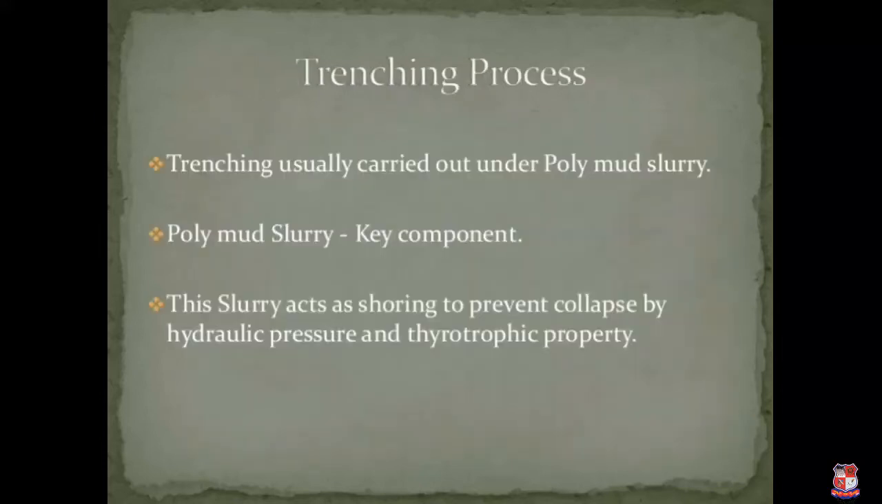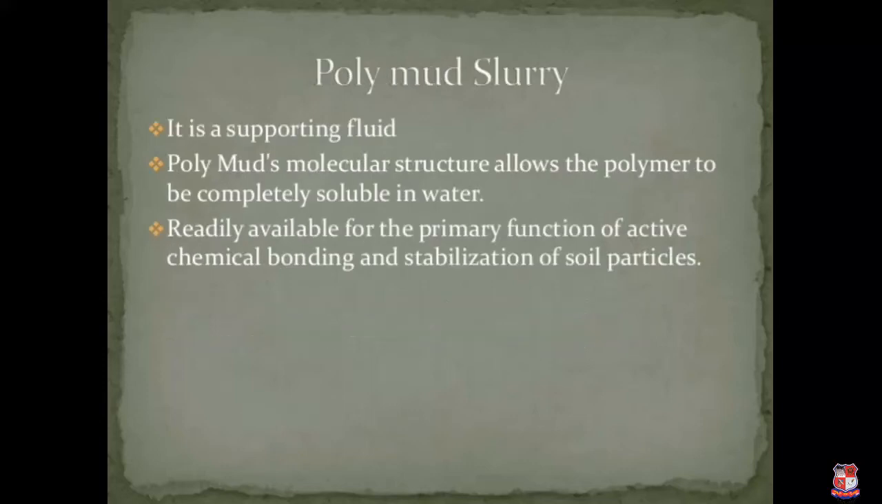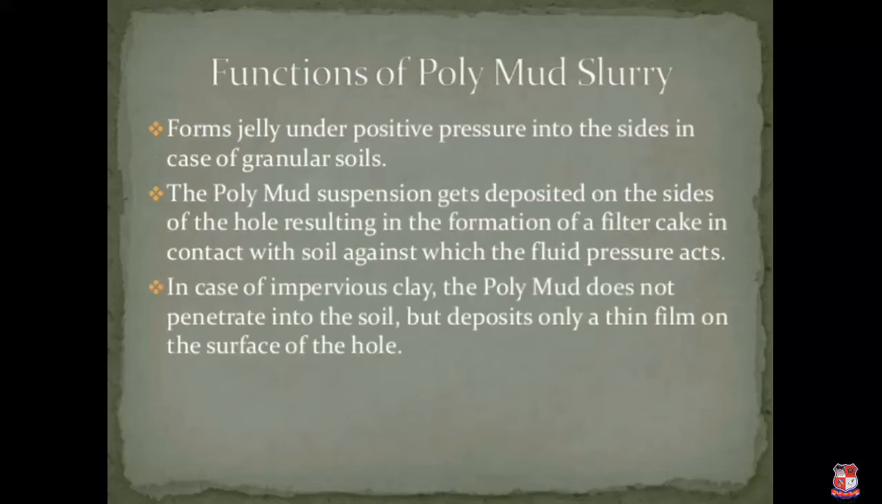Now, trenching process. Trenching is usually carried out under polymud slurry. Polymud slurry is the key component. This slurry acts as a support to prevent collapse by hydrostatic pressure and thixotropic property. So polymud slurry is a supporting fluid. Polymud's molecular structure allows the polymer to be completely soluble in water, readily available for the primary function of active chemical bonding and stabilization of soil particles.